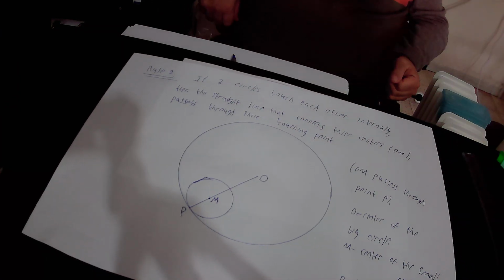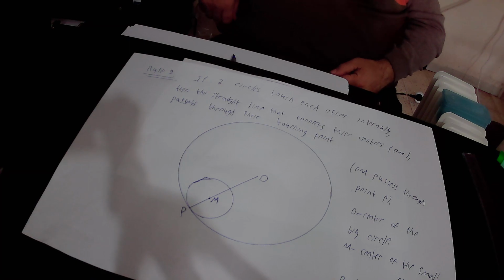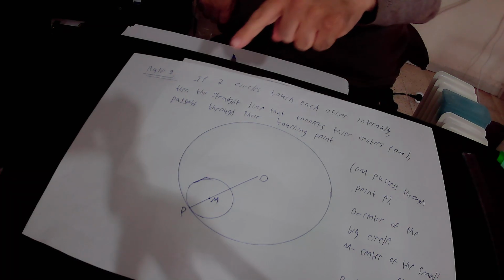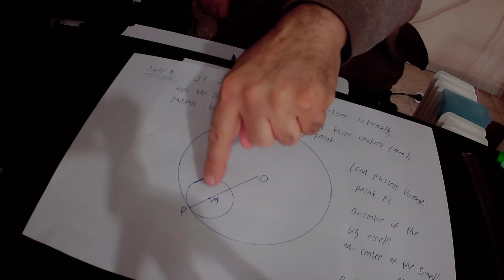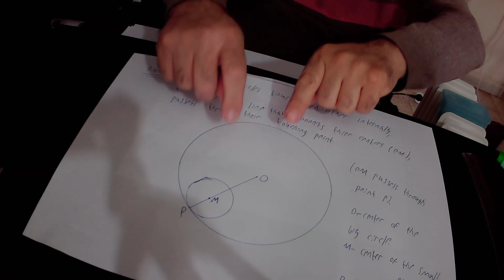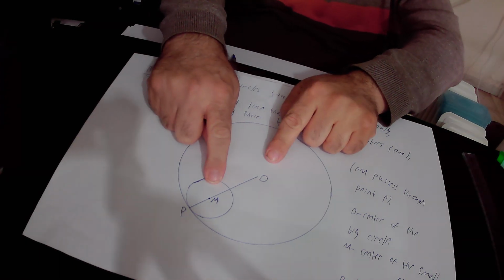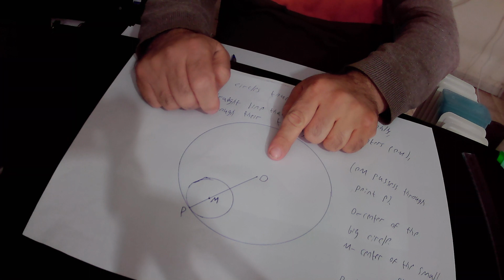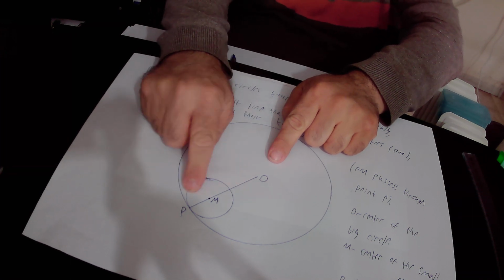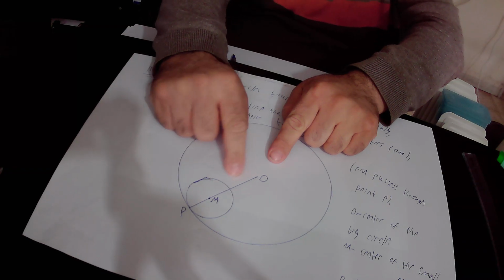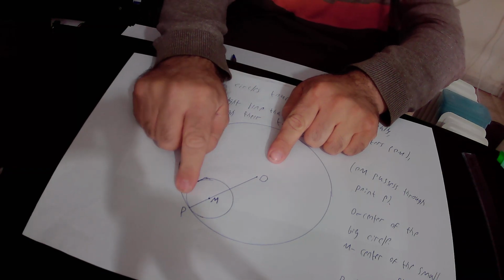According to rule number 9, if two circles touch each other internally, then the straight line that connects their centers together must pass through their touching point. The center of the big circle is here at point O, the center of this small circle is here at point M. The straight line that connects their centers together is the straight line OM, and according to rule number 9, the straight line OM must pass through point P. If OM must pass through point P, it means that OMP is one straight line.